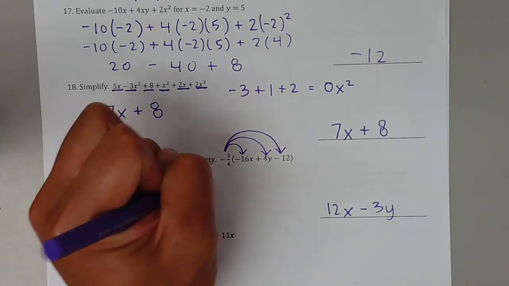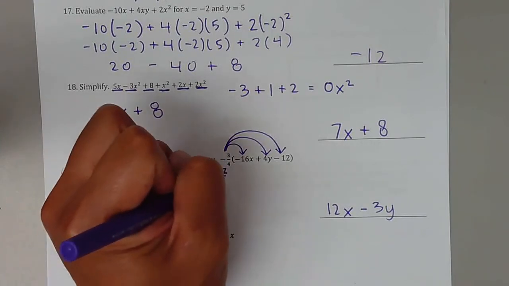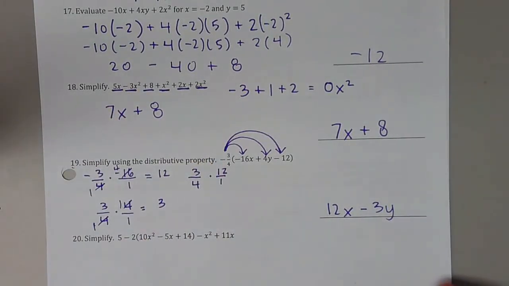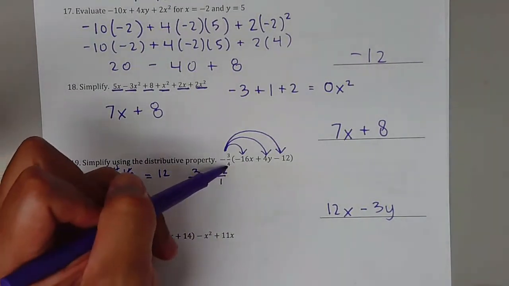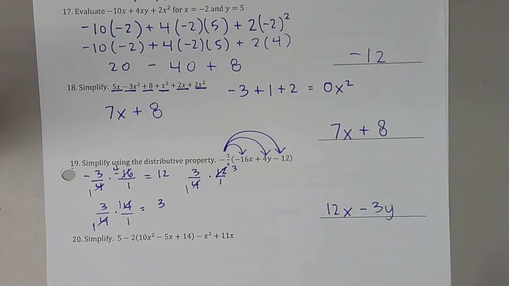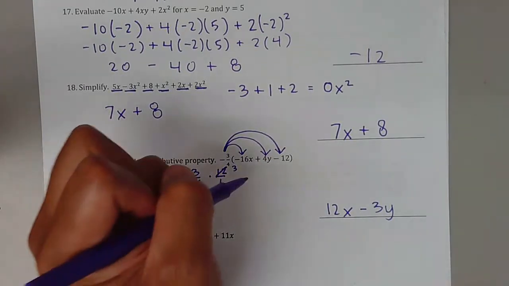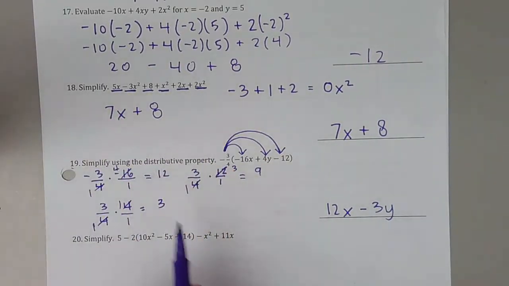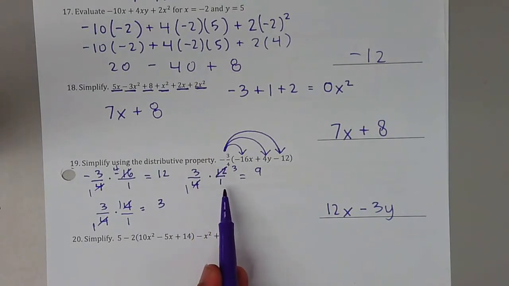3 over 4 multiplied by 12 over 1. We can repeat that same thing. 4 goes into 12 3 times. 4 goes into 4 once. And then 3 times 3 gives us 9. And then same thing, our denominator is going to be 1. So 9 divided by 1, that's just 9.